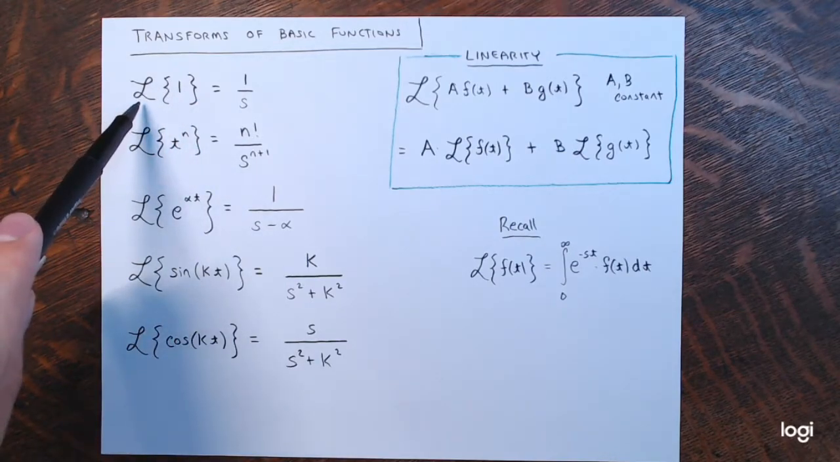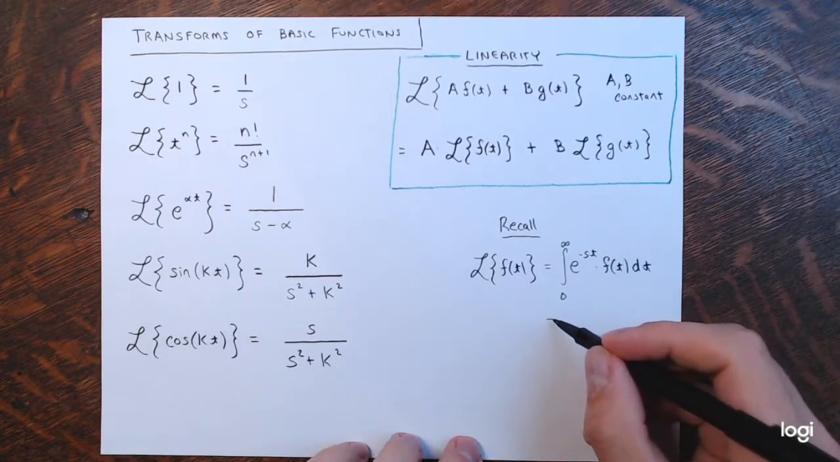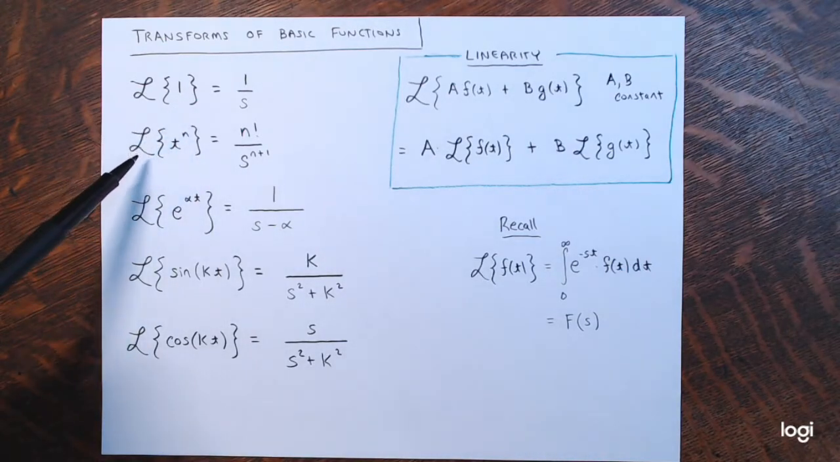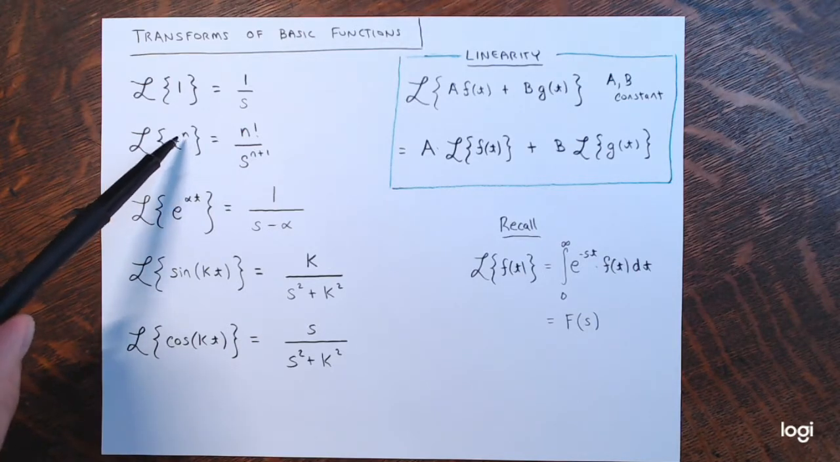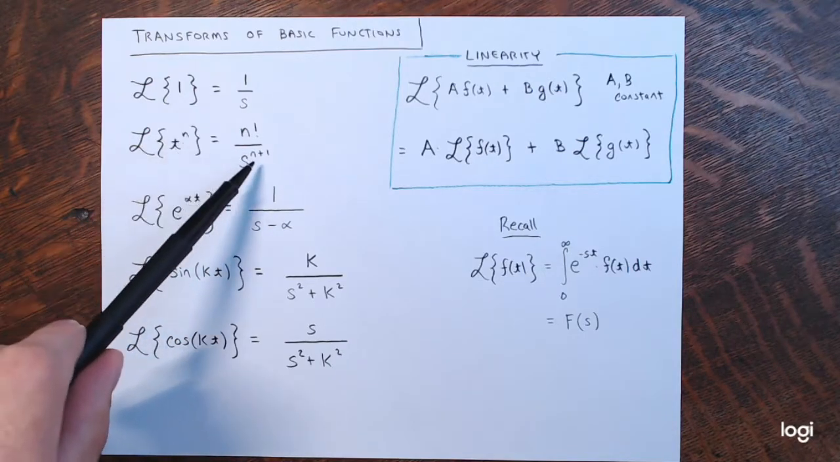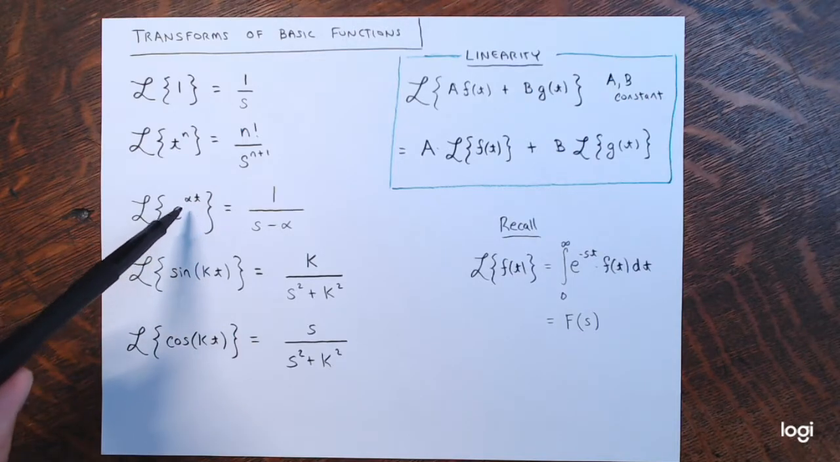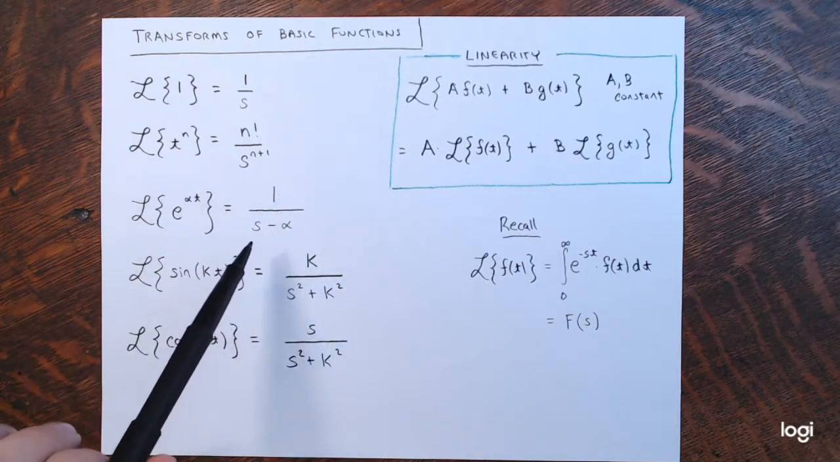First, the Laplace transform of just 1 would be 1 over s. Remember, the Laplace transform ends up being some function of s only. The Laplace transform of a polynomial t to the nth power is the power factorial, so n factorial divided by s to 1 higher than that power, s to the n plus 1. For exponential functions, the Laplace transform of e to the alpha t, or e to the at, is 1 over s minus alpha, or s minus a.